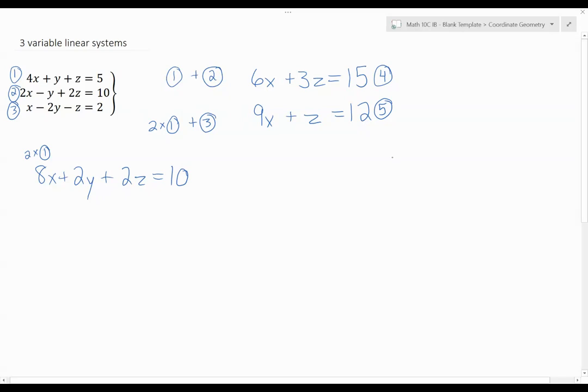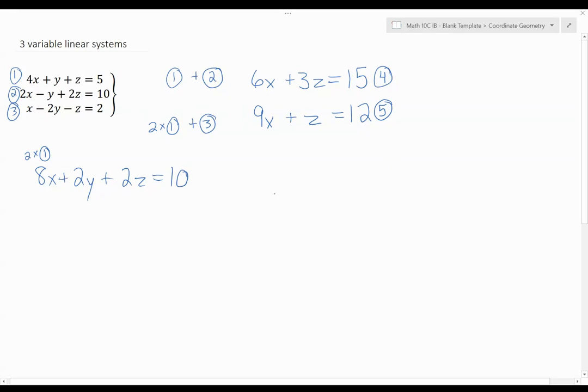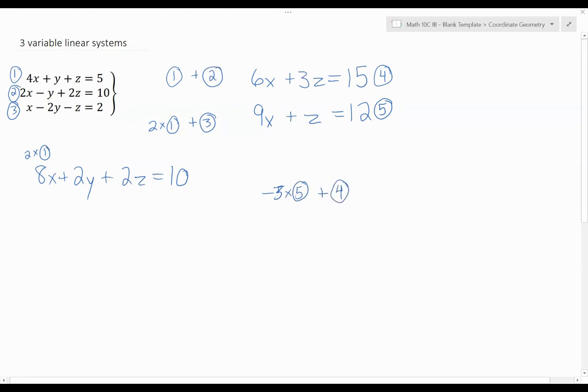So what I'm going to do is multiply equation 5 times -3. So -3 times equation 5, and I'm going to add that to equation 4. It doesn't have to be that way. I could actually simplify. Actually, you know what? That is what I'm going to do.